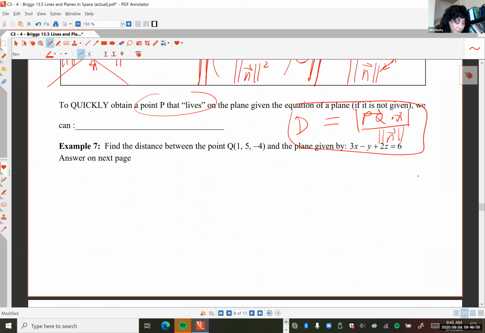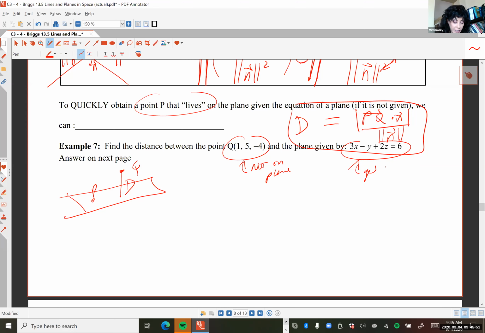Example 7. Here's a point that's not on the plane. You want to find the distance between it and your plane, the shortest distance. Well, how do you do it? Get a point P over here that lives on your plane. Here's my plane. How about we get the x-intercept? That's pretty easy to get. That's where you force y and z to be equal to 0, and then you'll have 3x equals 6. So the point (2, 0, 0) is going to be a point on your plane.